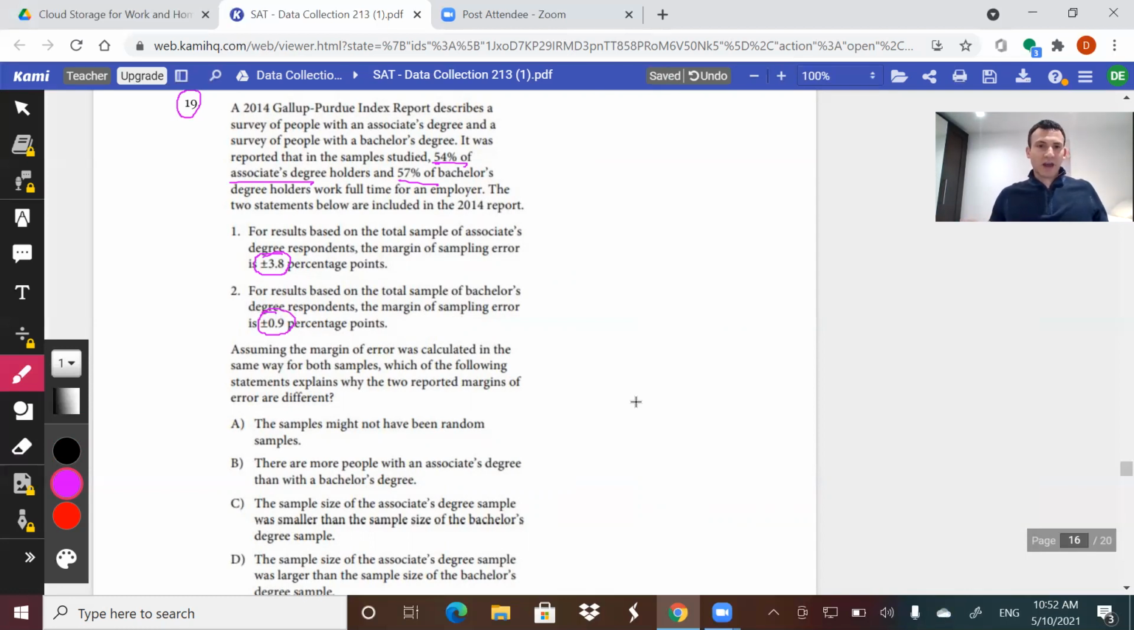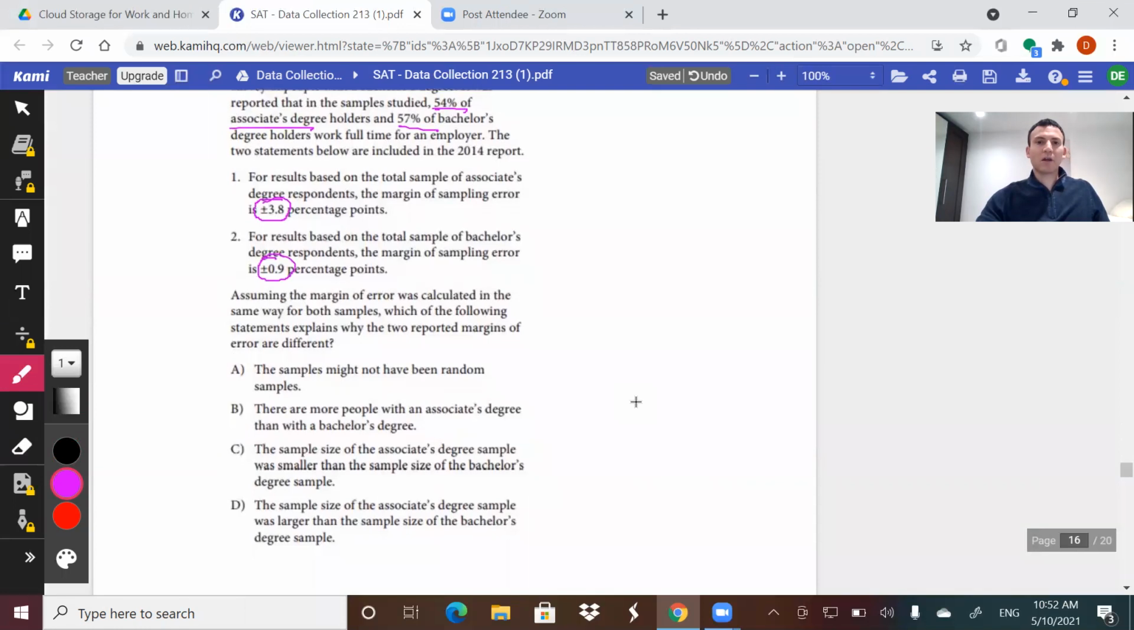Assuming the margins of error are calculated the same way for both samples, which of the following statements explains why the two reported margins of error are different? So why would these margins of error be different if we calculated everything the exact same way? Well, essentially, group 2 would have a larger sample size. The larger sample size shrinks the margin of error. So if you look at this, the sample size of the associate's degree sample was smaller than the sample size of the bachelor's degree sample. C is absolutely correct because the bachelor's degree sample is larger, so the margin of error is smaller. We'll look at the wrong answers though.